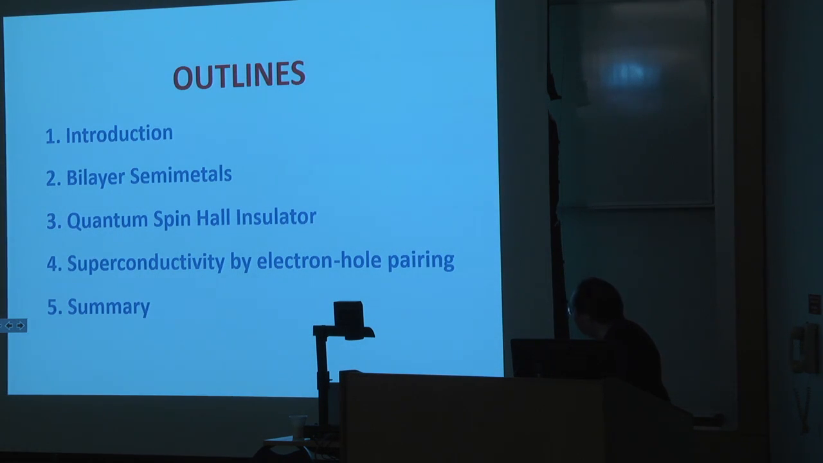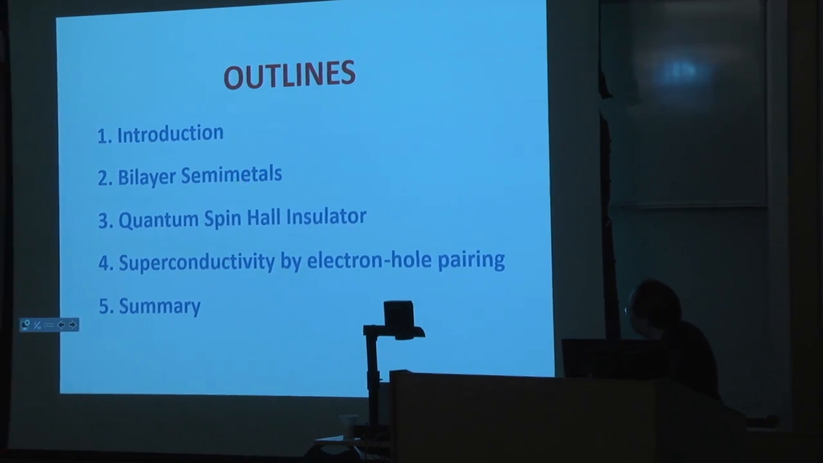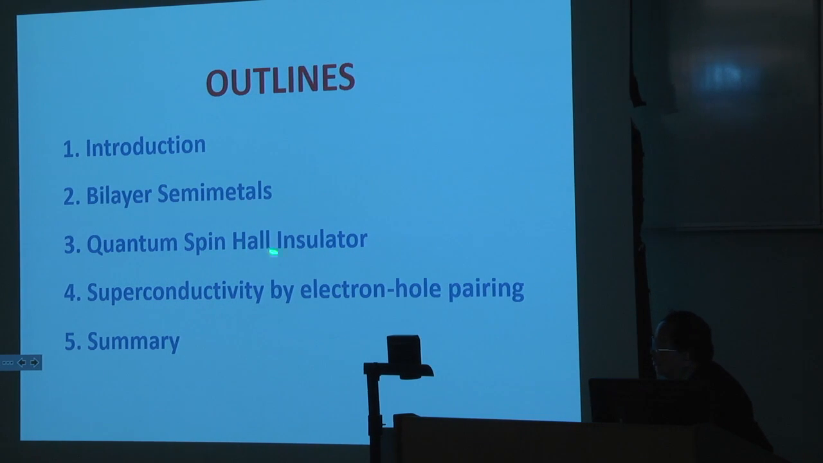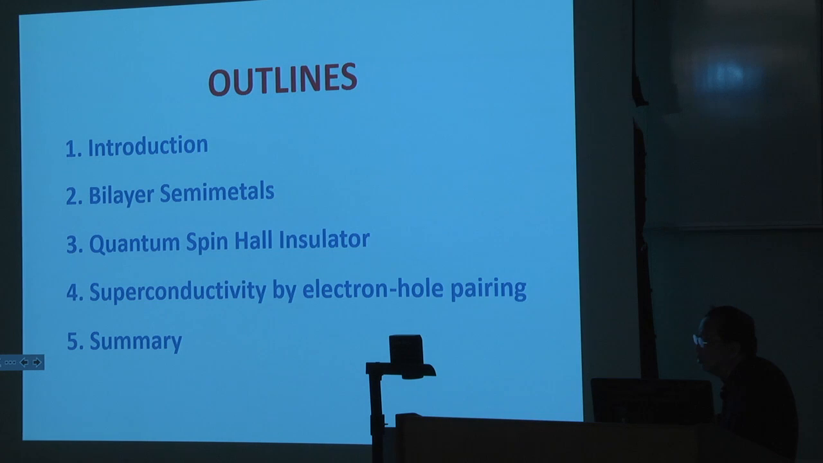So my outline will be: first, some introduction to topologically protected matter. Then I'm going to talk about a material which I named a bilayer semi-metal, because it has both electrons and holes. Number three, I'm going to talk about how the one-dimensional superhighway happens at the perimeter of the insulator. Then number four, I'm going to very briefly talk about how electron-hole pairing can induce superconductivity inside this insulator.